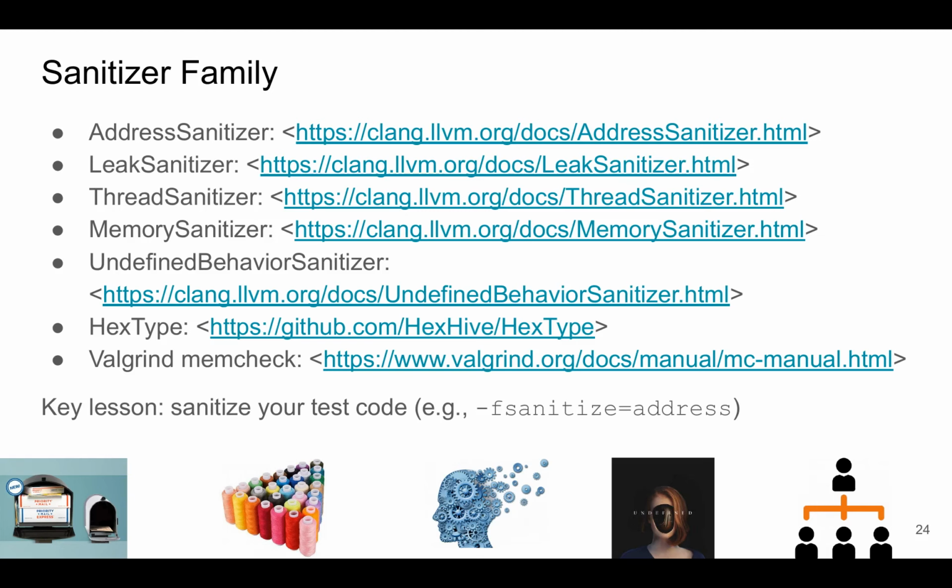This is why we instrument the source code and not the binaries. But if you don't have the source code available, you may have to resort to Valgrind and memcheck. Key lesson here is that you should sanitize your code. You should test your code, at least with fsanitize address, because it's the simplest form of sanitization. It's very well tested. It's commonly used. I encourage you to also use undefined behavior sanitizer and other sanitizers if they apply to your code.